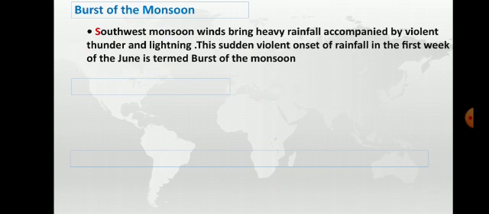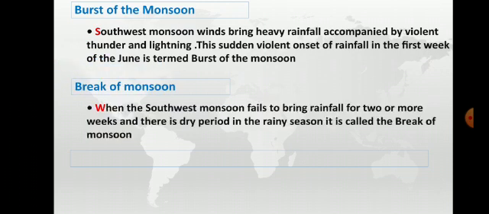Next we'll see the burst of monsoon here. The southwest monsoon will bring heavy rainfall with thunderstorm and lightning. This will happen in the first week of June, and that is called the burst of monsoon. In the first week of June, you can see thunder and lightning very violently, and heavy rainfall.